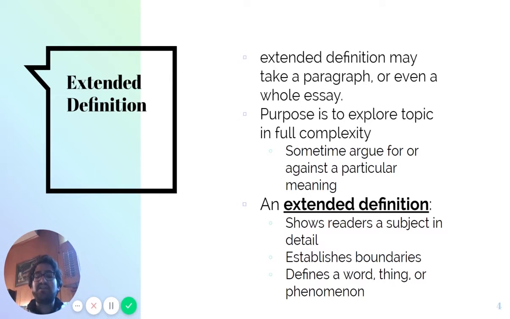An extended definition shows the reader the subject in detail. It will establish the boundaries. You really define something by saying where the boundary lines are around it, and it will define the word or phenomenon. So if I'm trying to define love, I might have to draw a boundary about what is and what is not love.